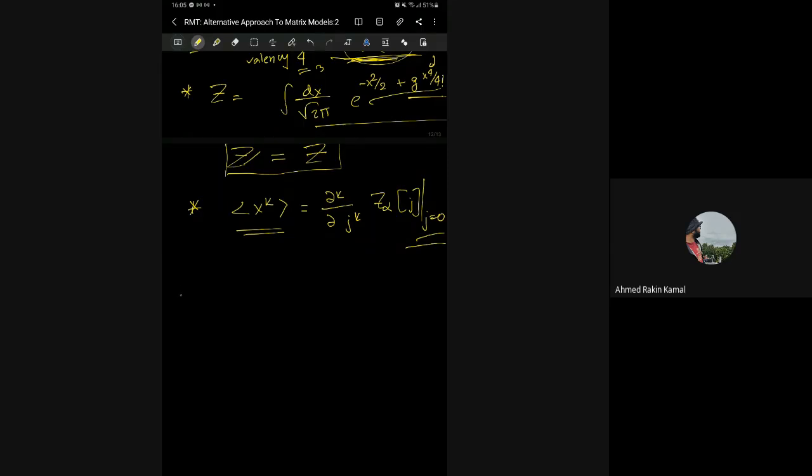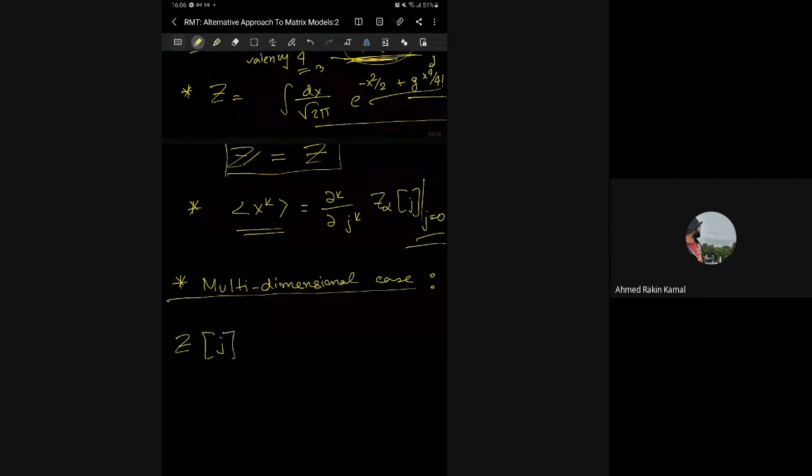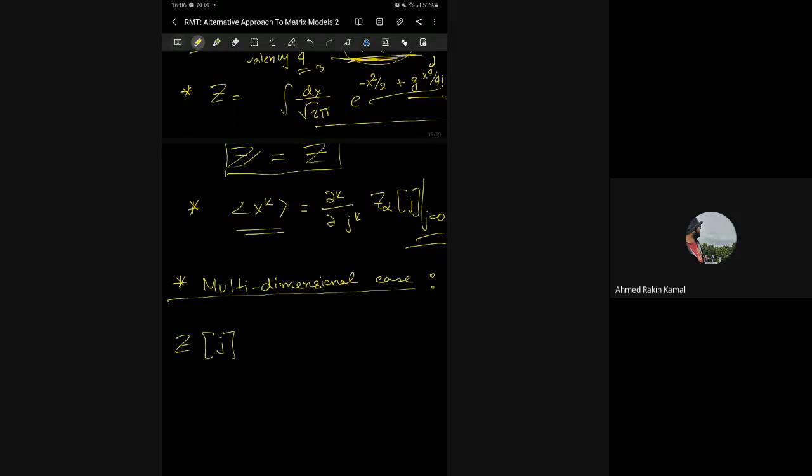Okay, now let's move on. Okay, have we covered everything? Yeah, okay. So now we move on to the multidimensional case. Yes, any questions? So the multidimensional case is, again, I define a partition function like this. We'll see that the multidimensional cases are basically matrix Gaussian integrals. So they go like this.